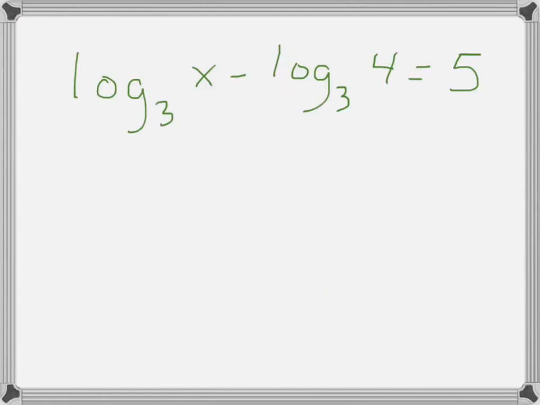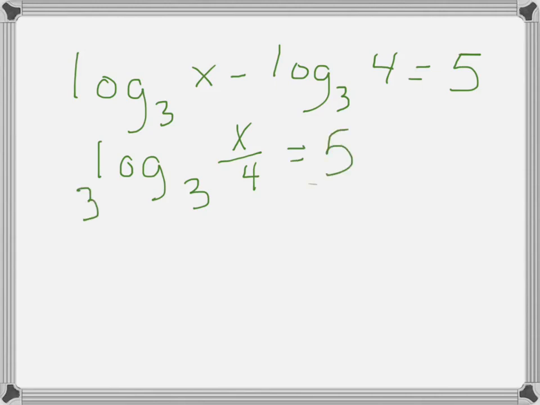Here's another example. This time, the logs are only on one side of the equal sign. Again, we're going to condense our logs before we can do anything else with them. So we have a log base 3 system, and it's a subtraction, so we know we're going to be dividing. So we're going to have log base 3, and we have x divided by 4 is equal to 5.